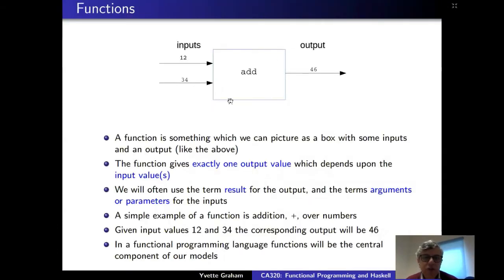So that's the whole story of the function inside Haskell. You will have multiple inputs, let's say, and you will have only a single output. That's very important. You will have only a single output, and we will often use the term result for the output. The input values are called arguments or parameters. A simple example of that is the add function, which takes 2 inputs and generates 1 output for us.